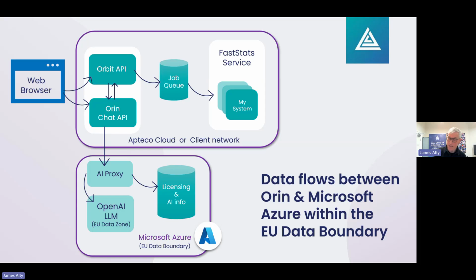All of that is happening either in your private network, your client network, or on the Apteco cloud if you use Apteco Cloud. Subject to what you ask for, Orin Chat API will then communicate through an AI proxy, designed and implemented by Apteco and operated on the Microsoft Azure platform, in order to talk to the OpenAI large language model, and I'll talk a bit more about that in a minute, and to retrieve licensing and AI information. So that is the structure.